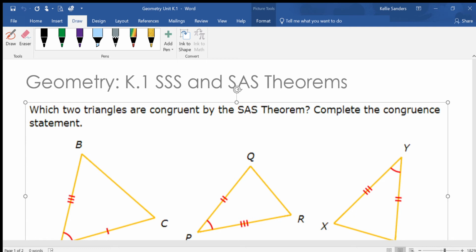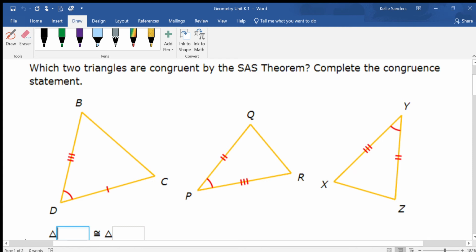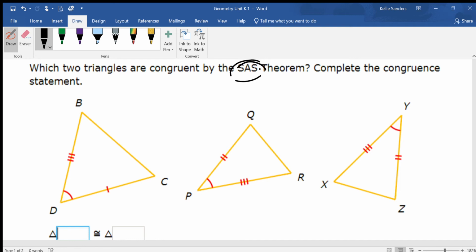Geometry K1. In Unit K, we're going to learn how to tell whether triangles are congruent or not. We're going to be learning 5 different theorems on whether triangles are congruent: side, side, side; side, angle, side; angle, side, angle; angle, angle, side; and hypotenuse leg.